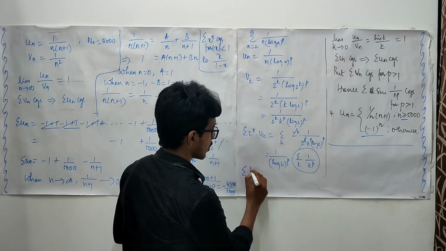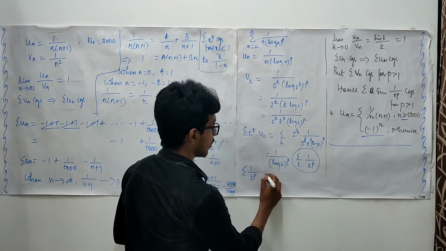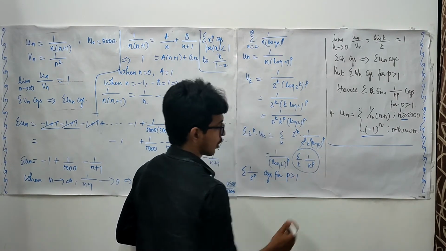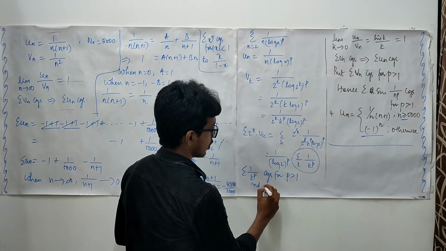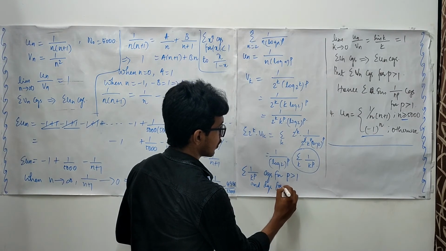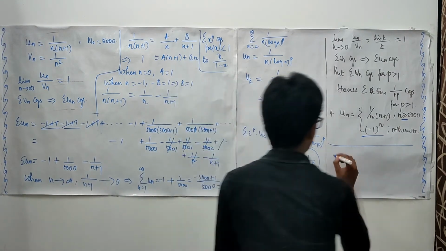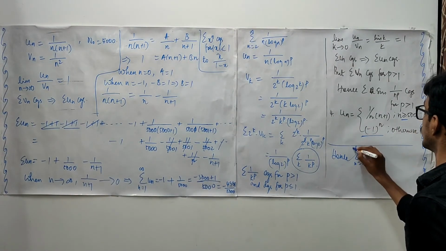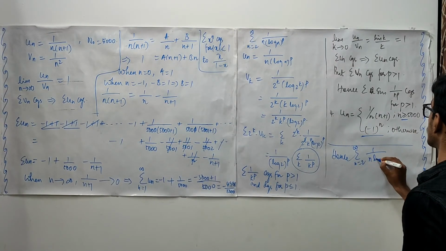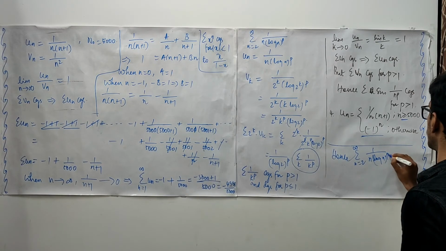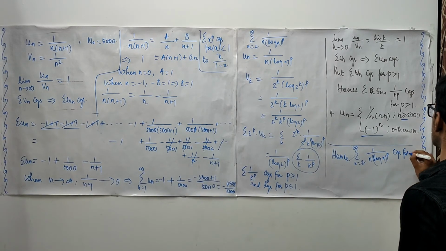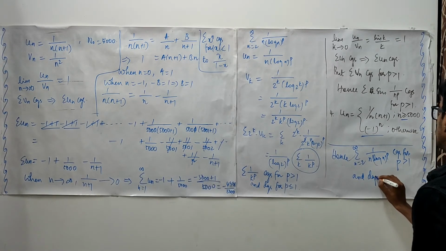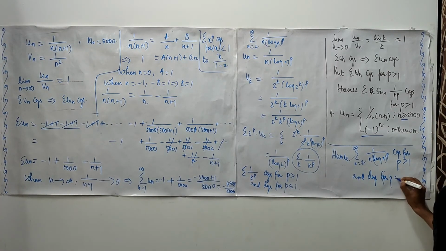Your summation 1 upon k power p converges for what? P bigger than 1, and diverges for p smaller than or equal to 1. Hence your summation n runs from 2 to infinity 1 upon n times of log n to the power p converges for p bigger than 1 and diverges for p smaller than or equal to 1.